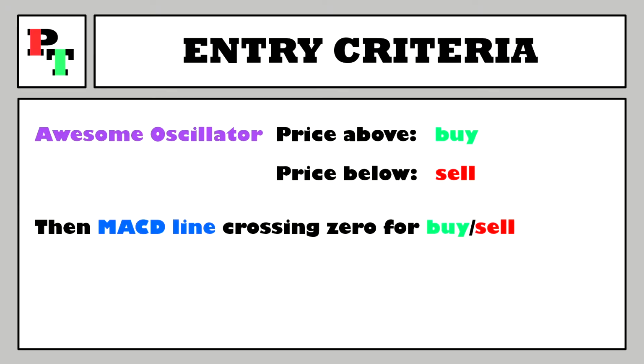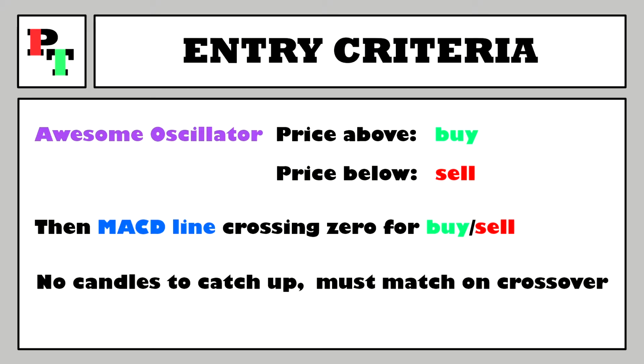Then for our MACD line, we are just going to take that simple zero line crossover as our entry signal. So when the MACD line closes above 0, we'll enter a buy trade, and when it closes below 0, we'll enter a sell trade. There will not be any candles for one indicator to catch up to the other for the entry signal. When the MACD line crosses the zero line, it is then or never for the trade. If the AO doesn't give the signal to go ahead, then we are out of it.